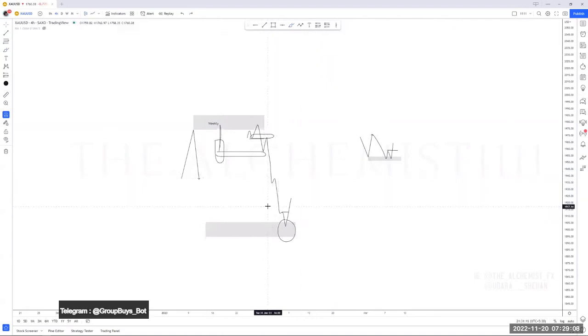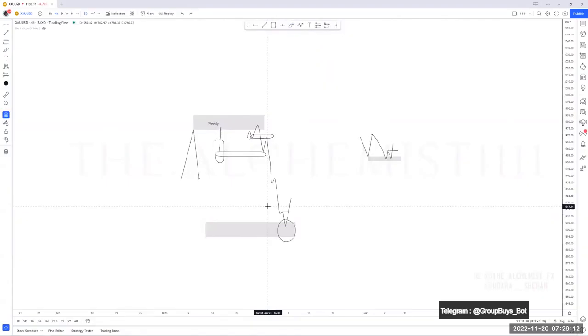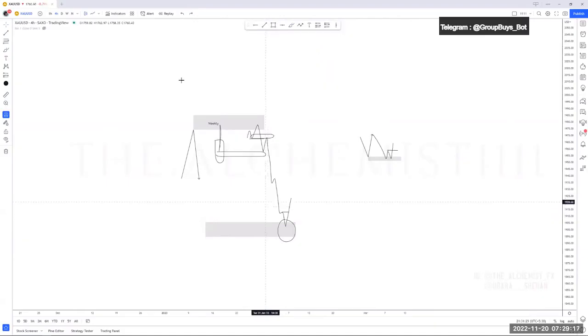So remember, like daily to daily, weekly to weekly, monthly to monthly. Okay, not 4 hour to 4 hour, 1 hour to 1 hour. No. Those are not necessary. Those are only used for entries.